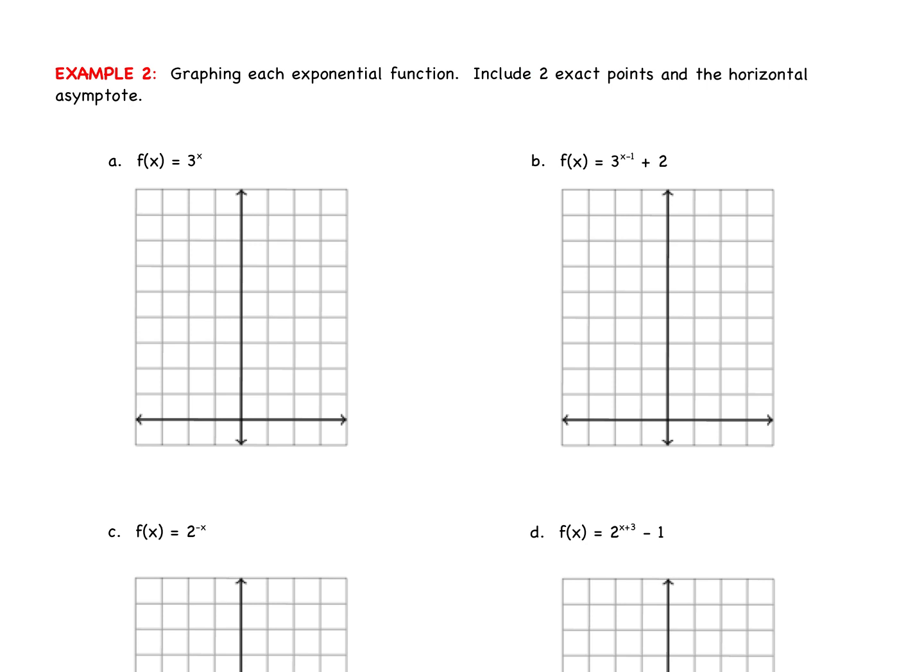Okay, so here's the way that you're going to approach this. First of all, reading the directions, it says graph each exponential function, include 2 exact points and the horizontal asymptote. Okay, y equals 3 to the x. Like Adam pointed out, every single one of these graphs is going to go through the point 0, 1. And then, like Elliot pointed out, it's going to be 1, comma the base. Those are our 2 points. So let's graph those. 0, 1, 1, 3.